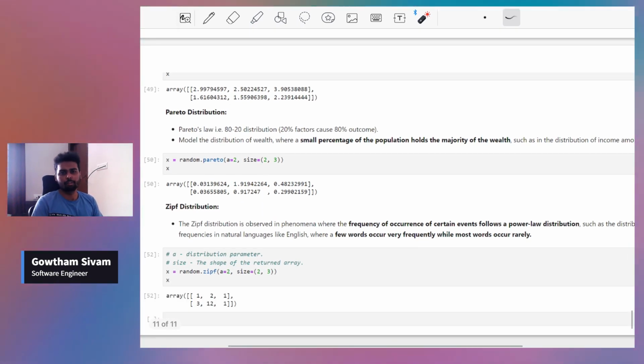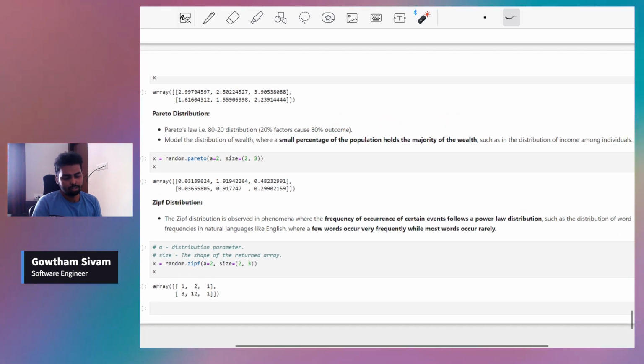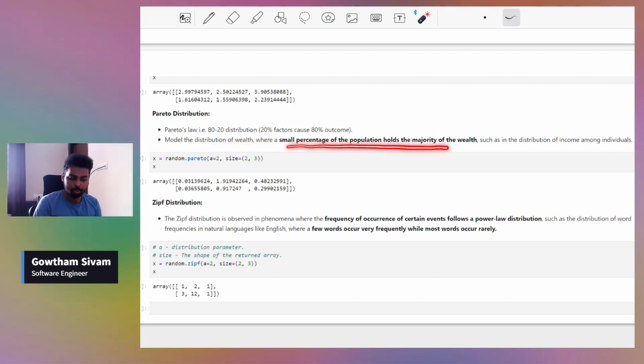I think most would be familiar with Pareto's law, which is that 80-20 distribution. 20% of factors cause 80% of the results. That is what it means, the outcome, as mentioned here. It models the distribution of wealth, where a small percentage of the population holds the majority of the wealth.